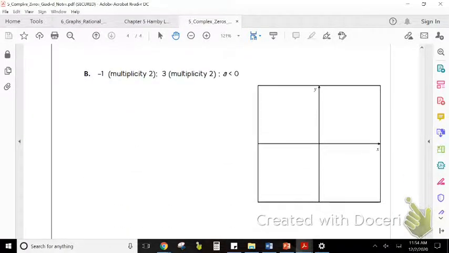Example 7b. So we have a 0 at negative 1 that has multiplicity of 2. We have a 0 at 3 that has multiplicity of 2. And our leading coefficient is less than 0, so it's going to be negative. So remember, multiplicity of 2 just means it's there twice, which means it is even, so it's going to touch and turn. So let me go ahead and put my 0 at negative 1. And then here we get 0 at 3. It's got multiplicity of 2, so it's also going to touch and turn.